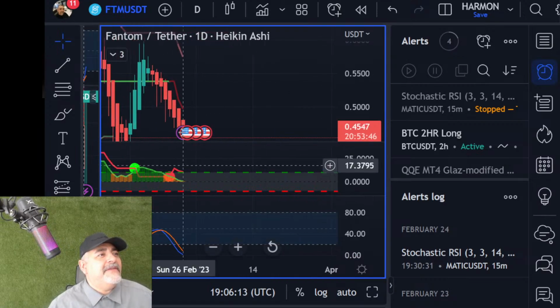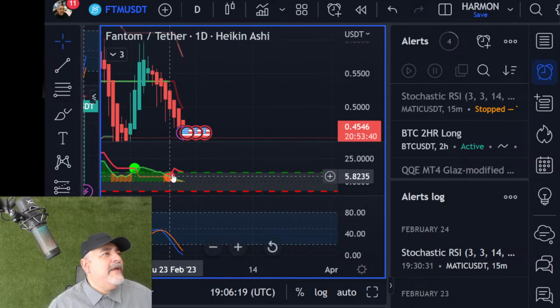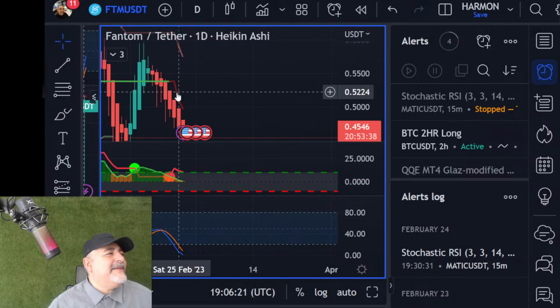All right, Phantom on the daily. Should have sold at 52 cents. Okay, see the red moon right there? Red moon. They said this is Matic.